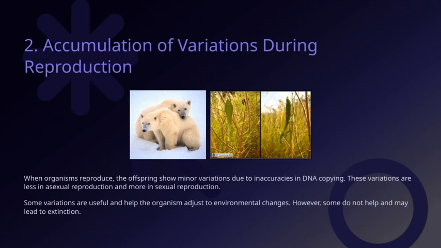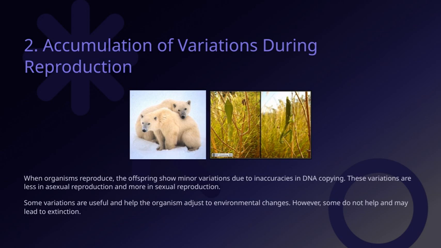Some variations that occur during reproduction can actually be quite helpful for an organism. They allow it to adapt to changes in its environment, which is essential for survival. But on the other hand, not all variations are beneficial. Some can be neutral or even harmful, and if these harmful variations accumulate, they might lead to the organism's extinction.